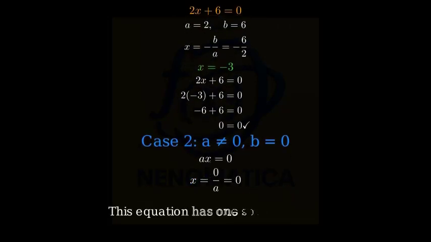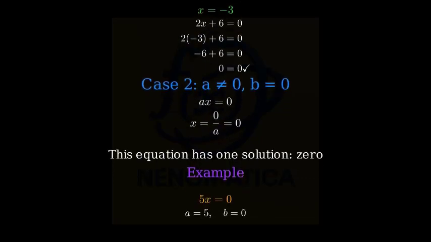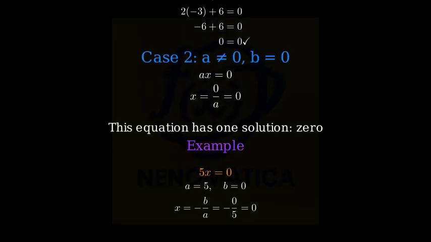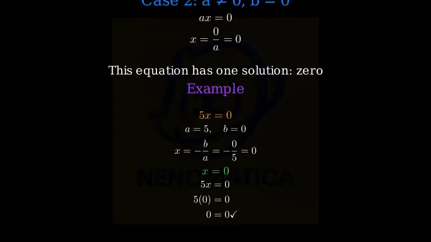Let's see an example. Consider the equation 5x equals 0. Here, a equals 5 and b equals 0. Using our formula x equals negative b over a, we get x equals negative 0 over 5, which is just 0. So the solution to the equation 5x equals 0 is x equals 0. Let's verify this. When x equals 0, we get 5 times 0, which equals 0. So our solution is correct. Let's move on to our third case.